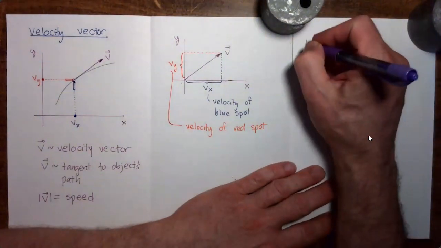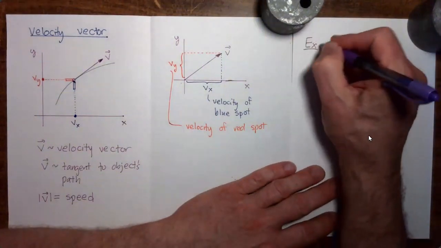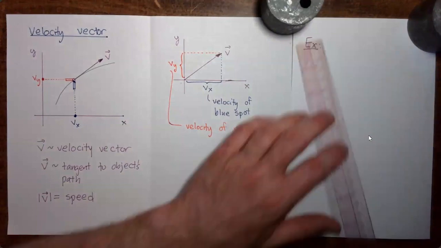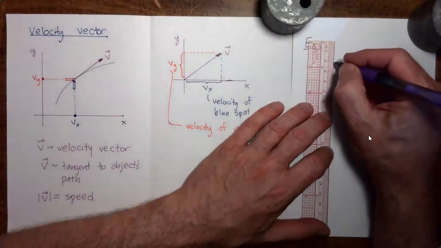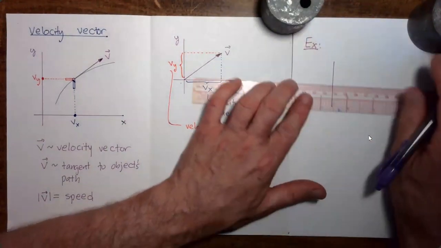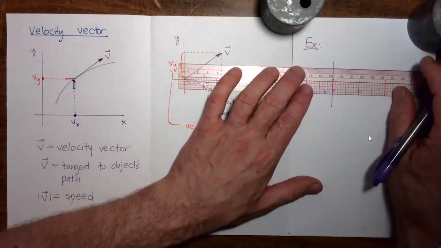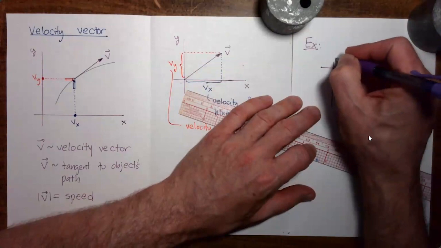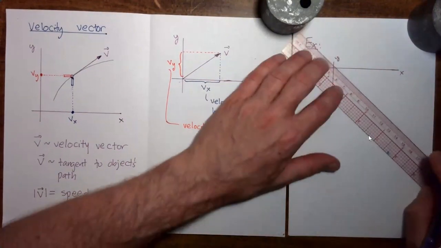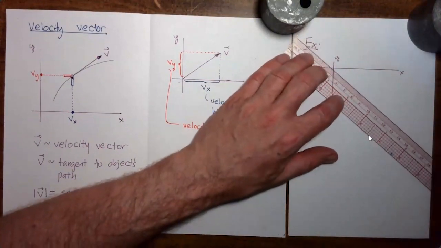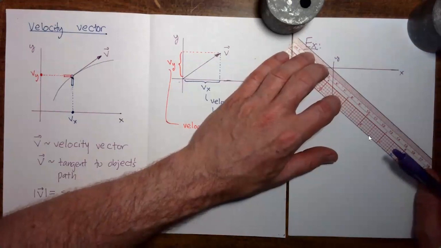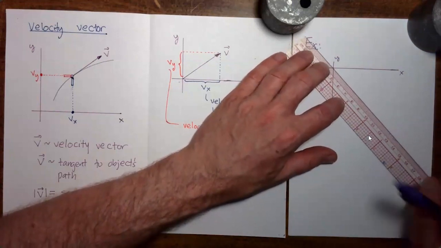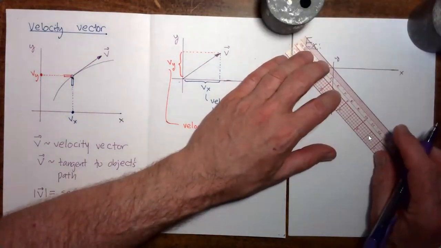I'm going to do a quick example to illustrate the point. So this example is actually going to use the final velocity vector from the previous problem I showed you. Let's say we have x and y axes, and I'm going to put a velocity vector in here with given components. Let's say here's our velocity vector.